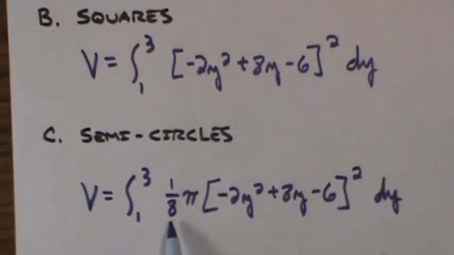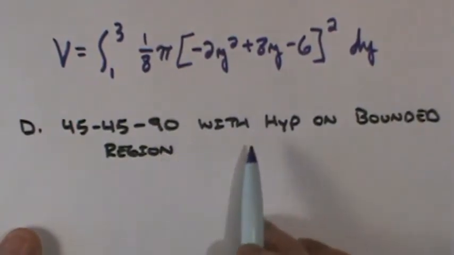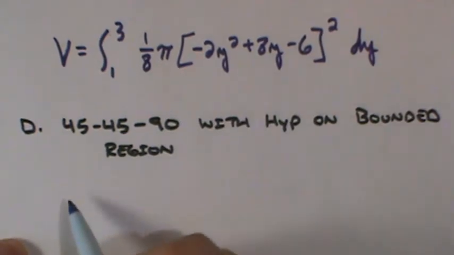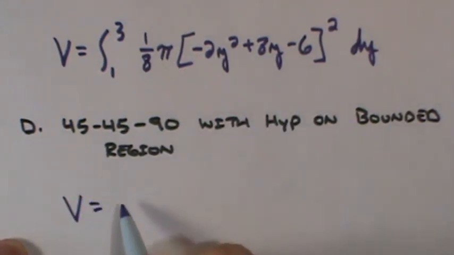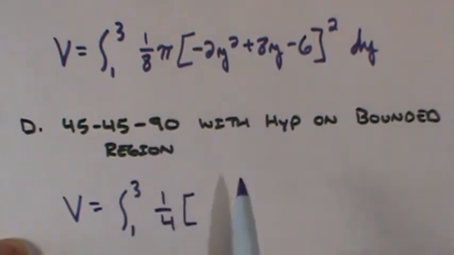Again, you look at the previous video if you're not sure where I'm getting that from. It's just a formula that works for semicircles when you're doing cross sections. For the 45, 45, 90 with the hypotenuse in the bounded region, it would be the integral from 1 to 3, 1/4 your base squared.